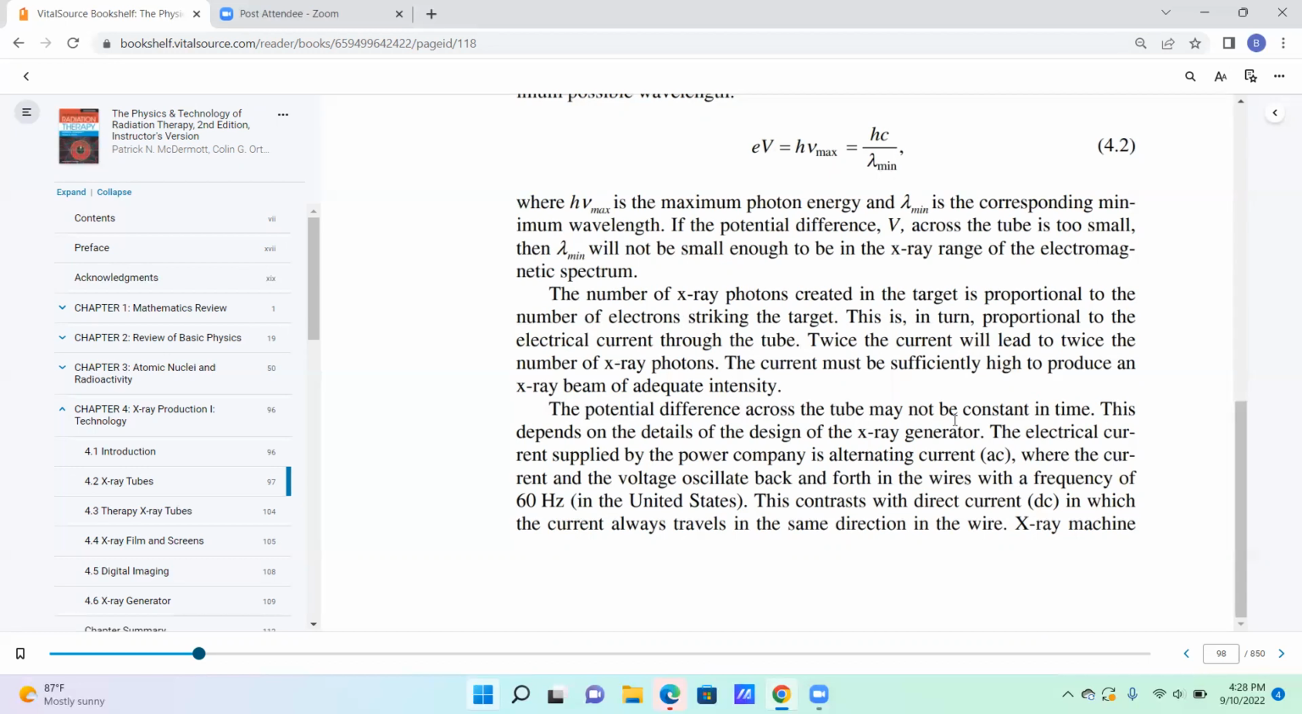So the potential difference, or the voltage across the tube, may not be constant in time, and it depends, of course, on the design of the X-ray generator. The electrical current supplied by the power company is going to be AC, or alternating current, where the current and the voltage oscillate back and forth in the wires with a frequency of 60 hertz. This contrasts with direct current, which is a current that always travels in the same direction.